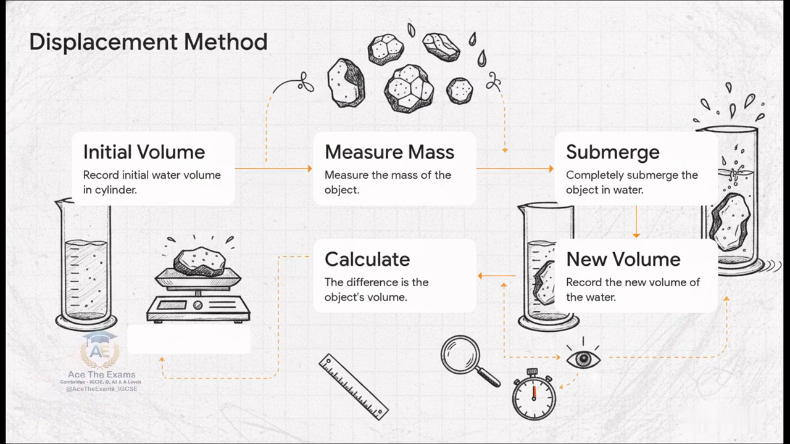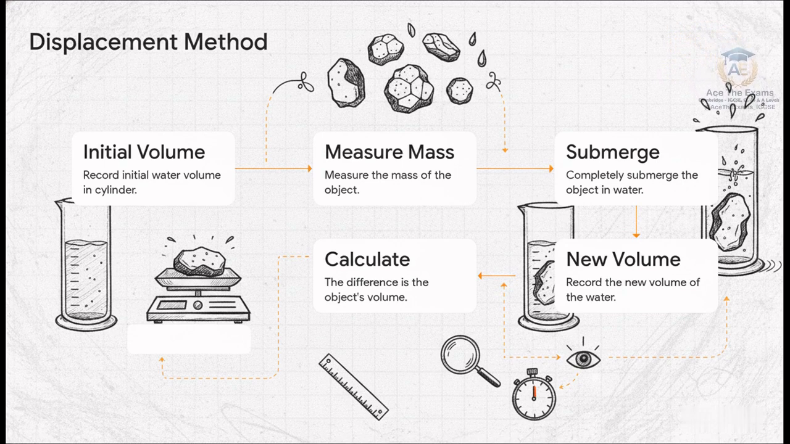First, you pour some water into a measuring cylinder and record that initial volume. Next, you measure the mass of your irregular object on a balance. Then you just completely submerge the object into the water. Naturally, the water level rises, right? Because the solid displaces the exact same volume of water as its own volume. You record this new, higher volume, and the difference between your 2 readings gives you the precise volume of your object.